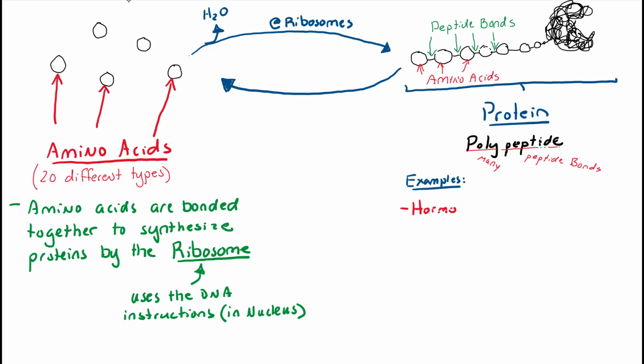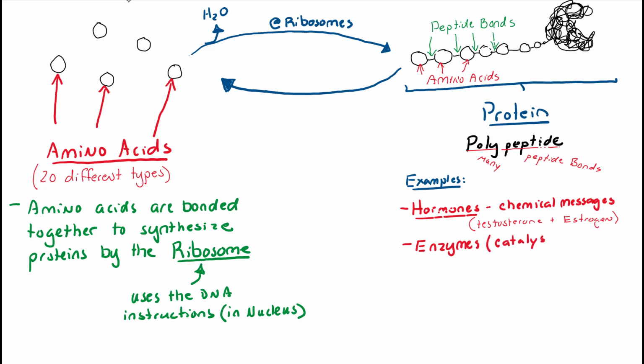The first one is hormones. These are chemical messages that travel in the blood. They tell cells what to do. 2 big examples are testosterone and estrogen. You also know insulin and glucagon. Next, protein enzymes, also called catalysts. The reason they're called catalysts is because they speed up chemical reactions. They speed up hydrolytic reactions, and they speed up synthesis reactions.